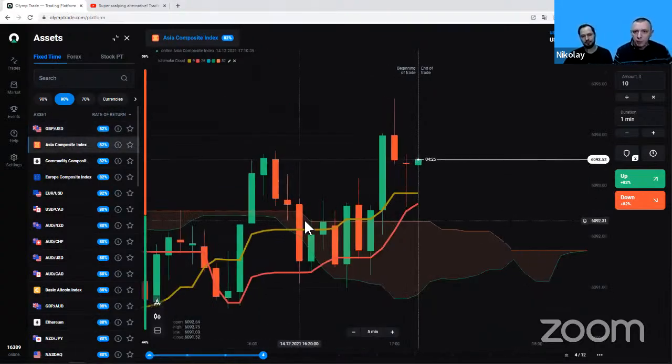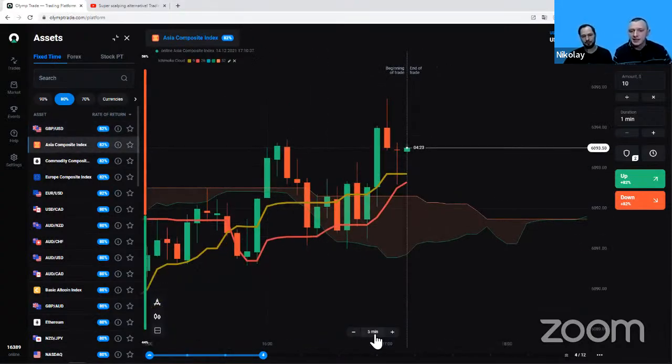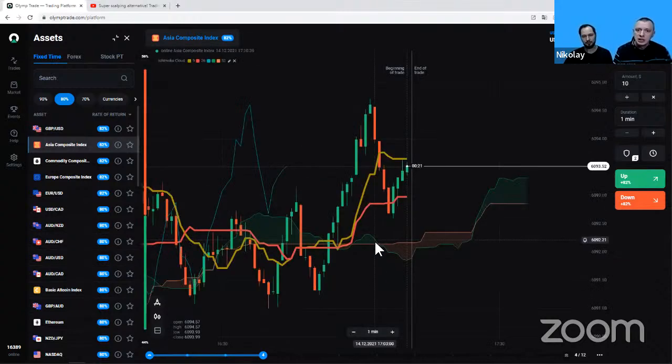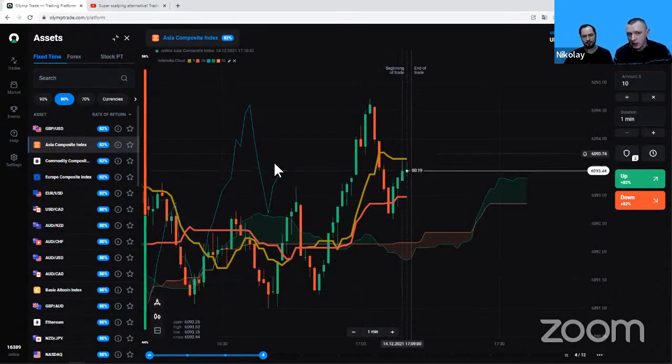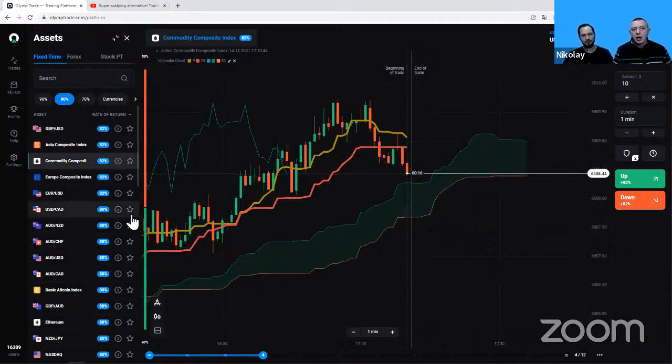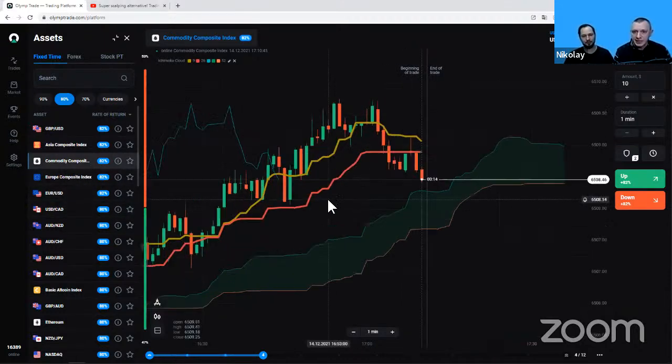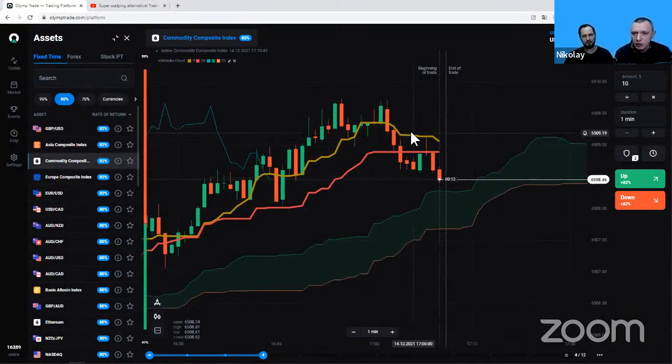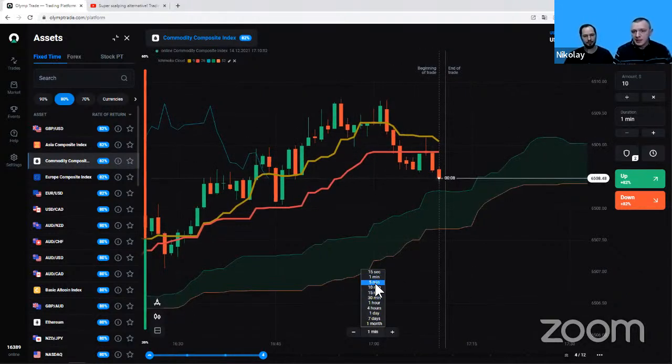Next one is Asia Composite Index. So I'll try to find signals as fast as possible. So 1 minute, 5 minutes, nothing. Well, unfortunately, so next one is Commodity Composite Index. And here you see that the yellow line is approaching the red line. Unfortunately, there is no signal yet, but still.